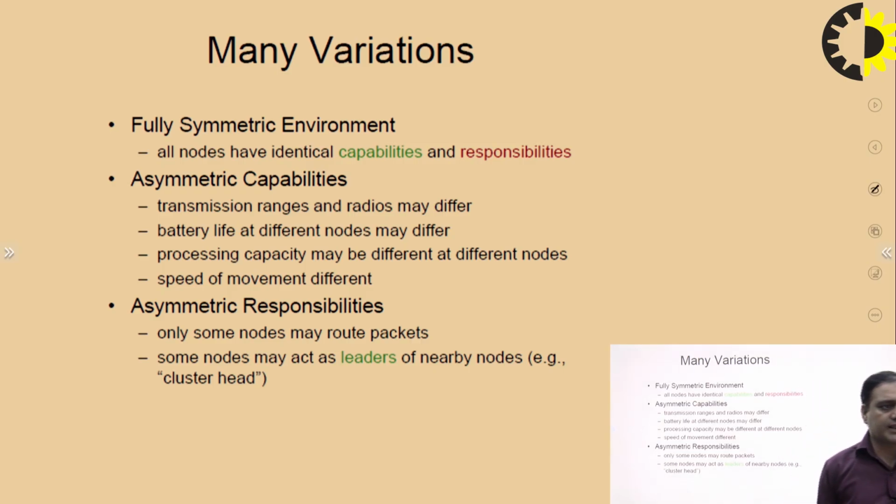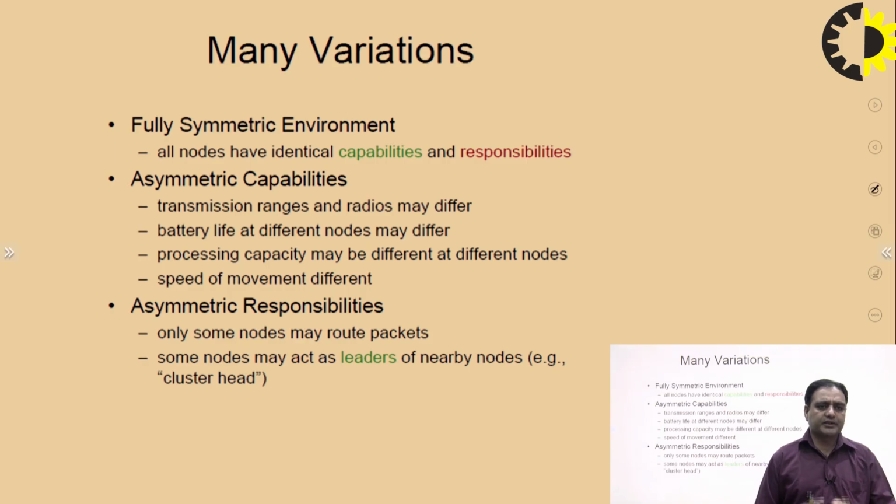Third is asymmetric responsibilities. Only some nodes may route packets. Some nodes may act as leaders of nearby nodes. That is, there is already a cluster ready. In a cluster, a lot of sites or nodes are available, and one node is the master or leader, and the other sites work properly. These are the fully asymmetric environment, asymmetric capabilities, and asymmetric responsibilities.